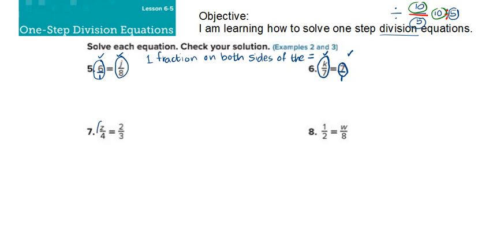And same here, you've got z over 4 as one fraction on the left hand side, and 2 over 3 is another fraction. And the same with question 8, you've got a half, which is one fraction on the left hand side of the equal sign, and w over 8 is another fraction on the right hand side of the equal sign. Right, then what we do is, when you have one fraction on both sides, the easiest way to solve it is to use the butterfly method. Now what does the butterfly method mean?